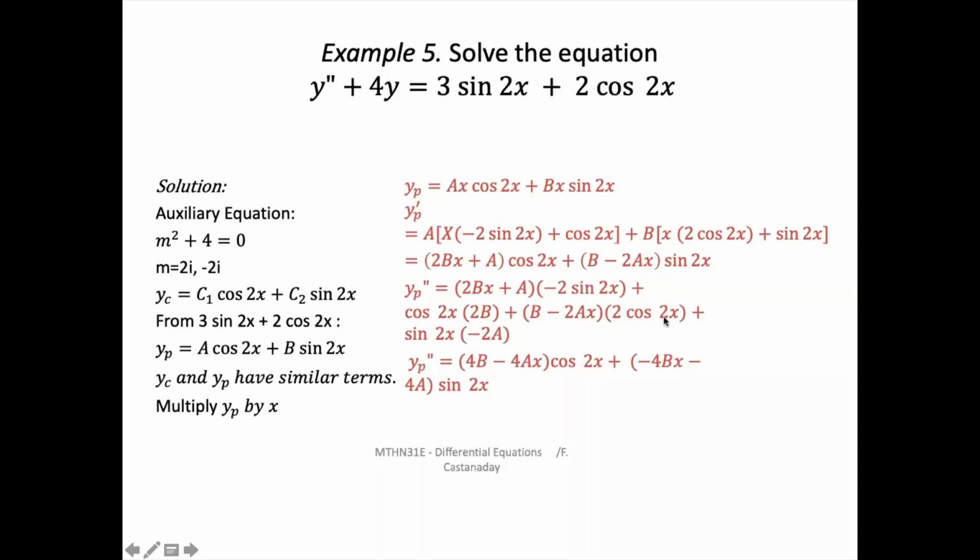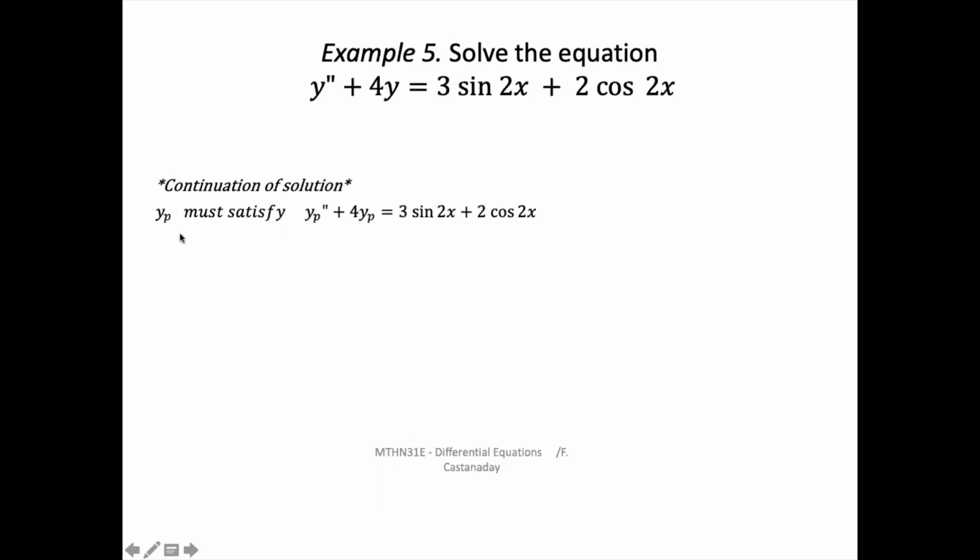So take a look here at the coefficients of cosine 2x. That's why you have 4b, right? You add them. So 2b plus 2b, and you have minus 4, 2 times 2, so minus 4ax here. And then combining also the coefficients of sine 2x. Okay, this is your y double prime sub b.